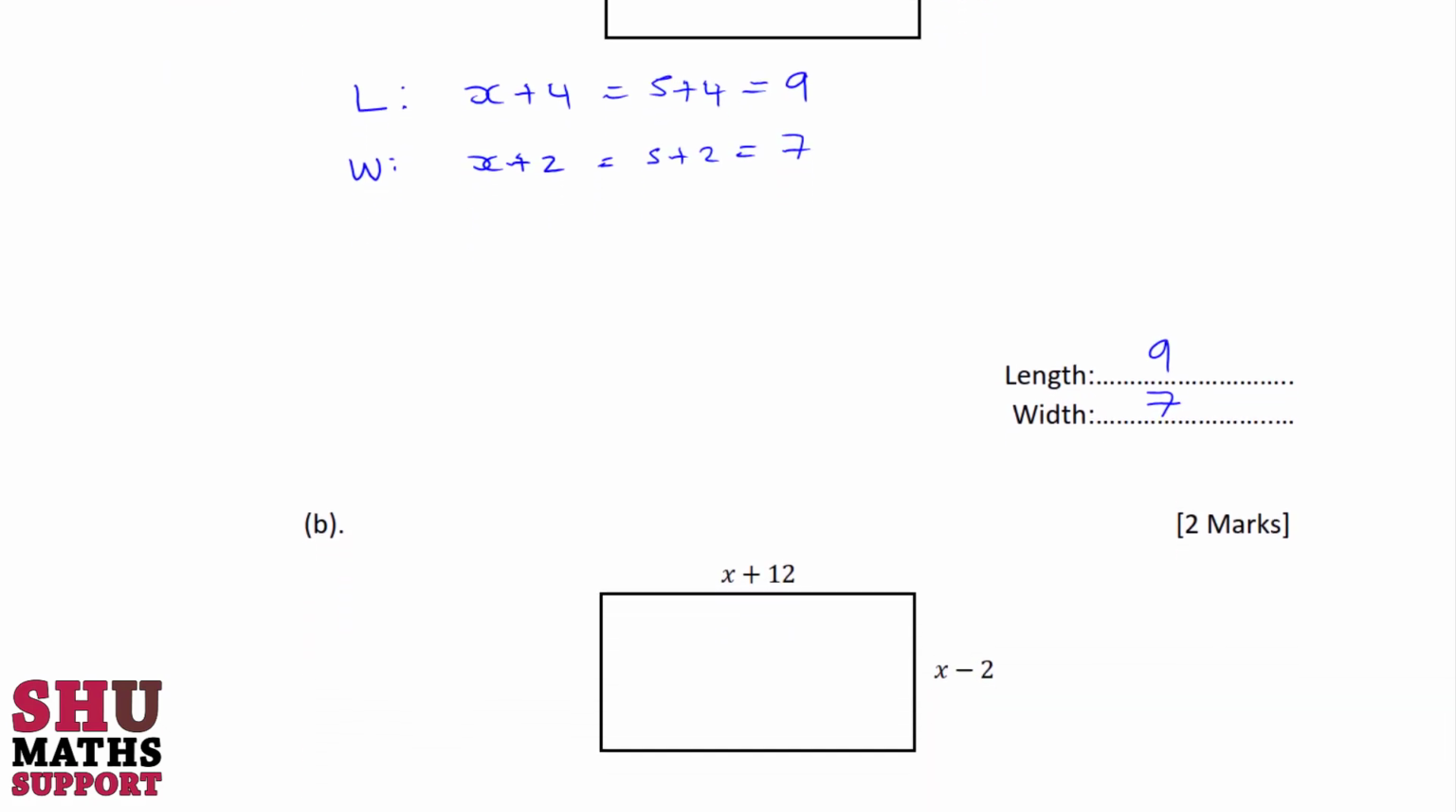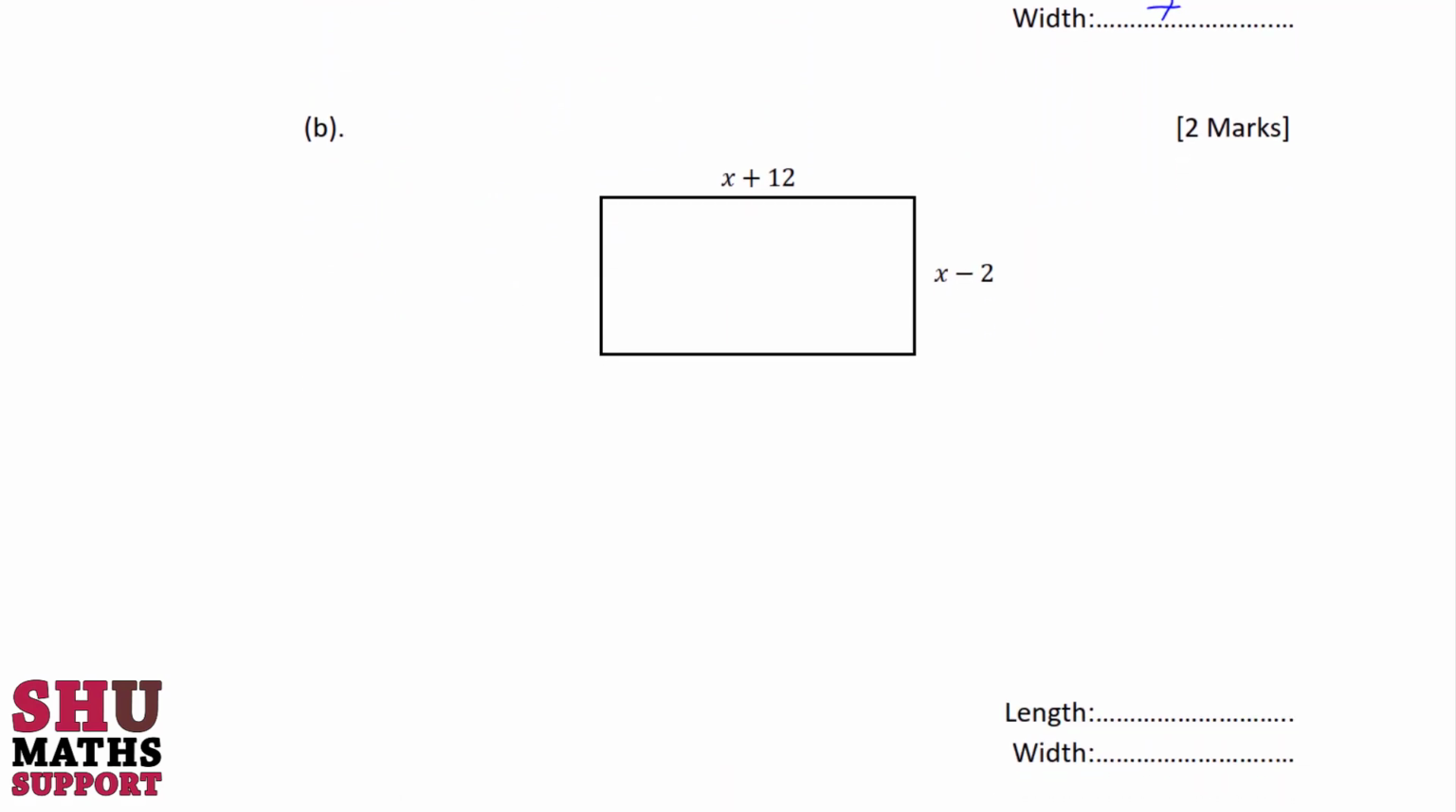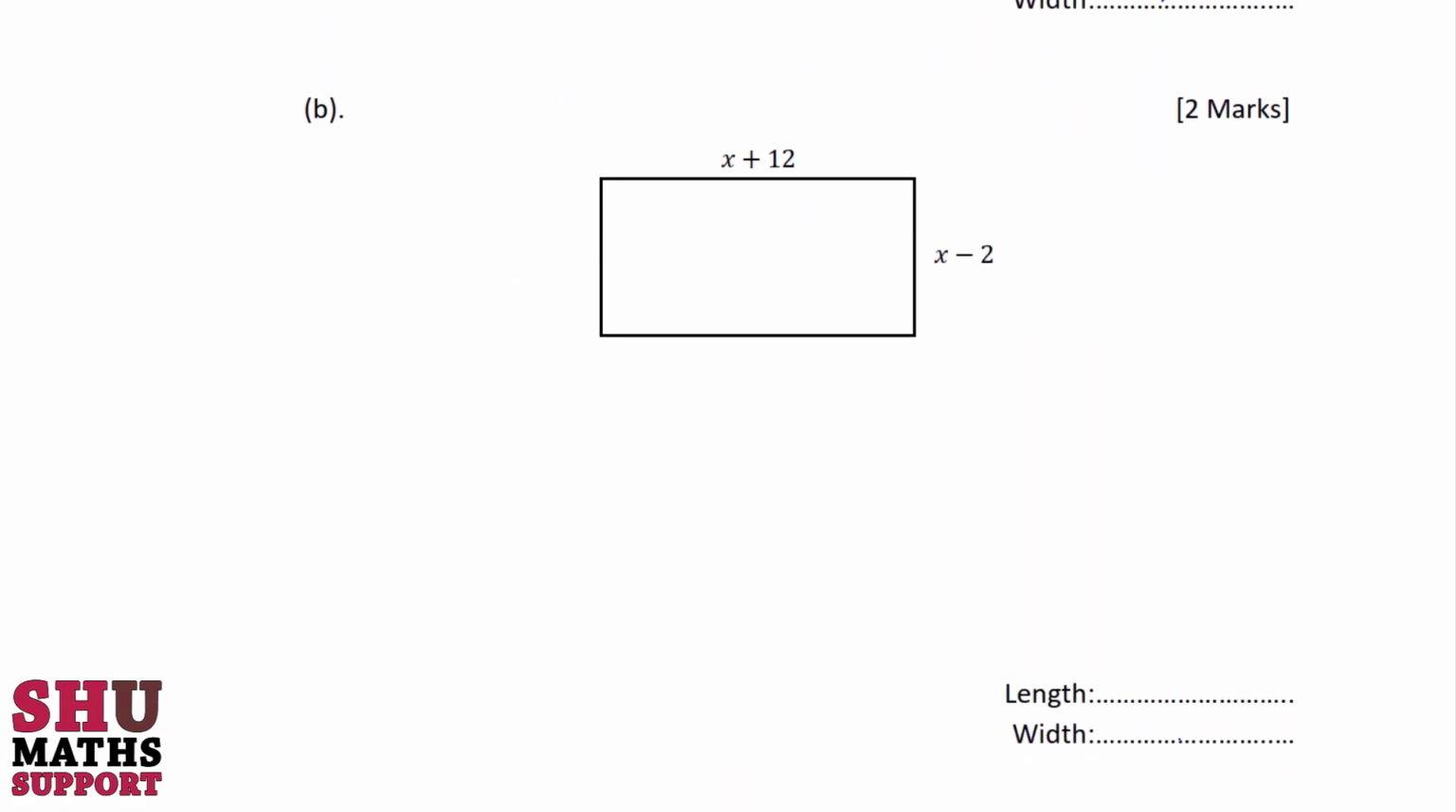So the next question, we now have the length as x plus 12 and the width as x minus 2. So we'll put L is x plus 12 and W is x minus 2. Now the length, we have x as 5, so if we substitute x as 5, we have x plus 12 is equal to 5 plus 12, which is equal to 17, so our length is 17. And then for the width, we have x minus 2, which is equal to 5 minus 2, which is equal to 3. So we have the width is equal to 3. So on our answer line, we want to write that the length is 17, and then for the width, we have 3.